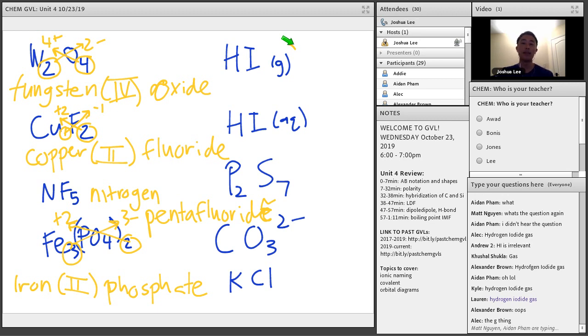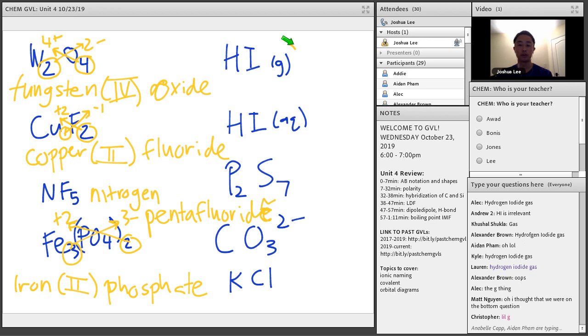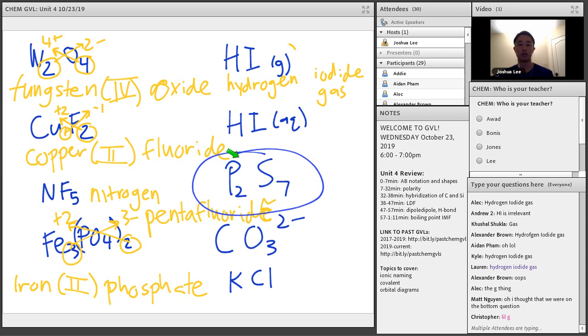So naming gases have their own special rule. First name is hydrogen. Change the second one to iodide. Gas. Good. So then to keep you on your toes, what is this one? Go!